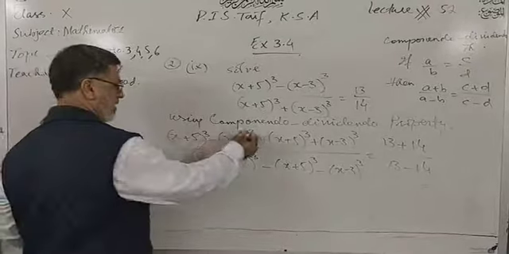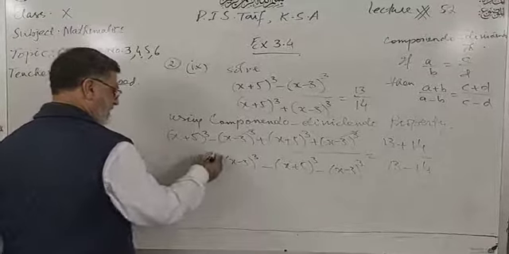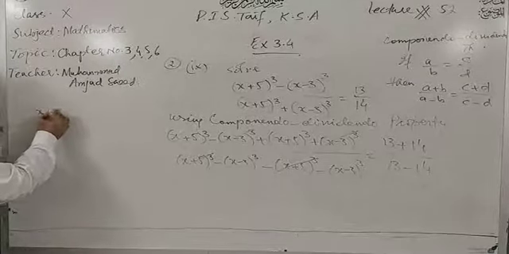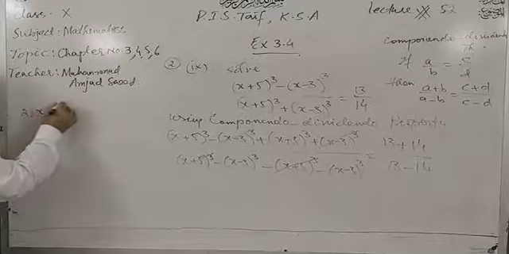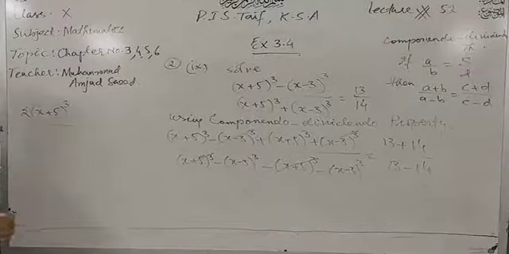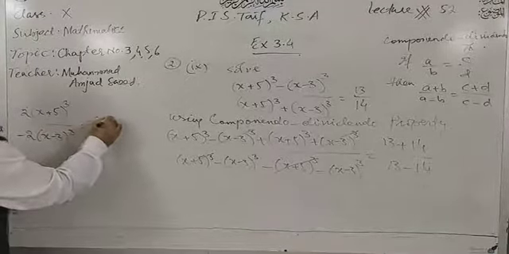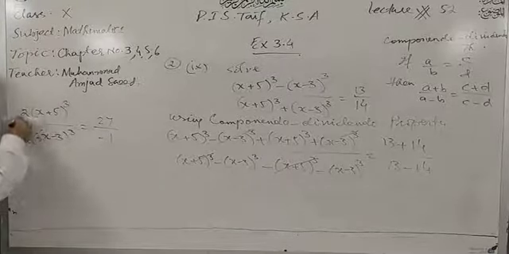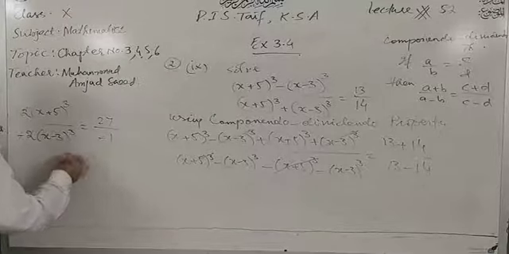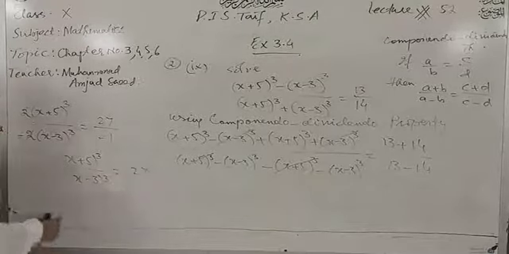Now you can cancel the (x minus 3) cube terms, and here the (x plus 5) cube terms. We are left with 2 into (x plus 5) cube. Similarly, minus 2 into (x minus 3) cube, that is equal to 27 over minus 1. 2 cancels out, minus minus cancels out. So (x plus 5) whole cube over (x minus 3) whole cube is equal to 27.